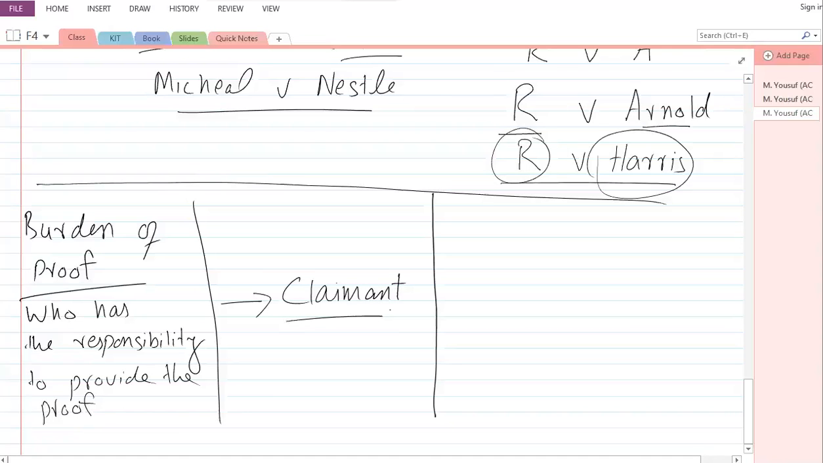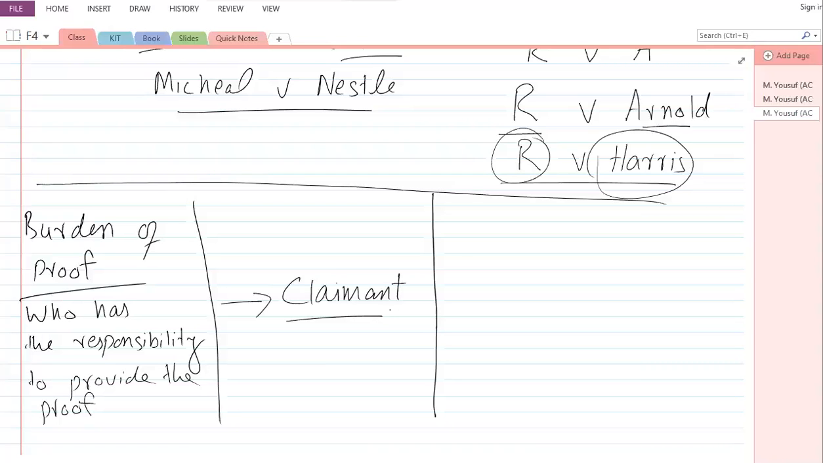because the claimant has come to the court and he is claiming that Mr. B hit his car, so his car is damaged. So this is Mr. A's claim, the claimant. The claimant is going to prove that Mr. B hit his car on Saturday at 9 p.m. and due to that my car's headlight got damaged. So it is the responsibility of the claimant to provide proof to the court.